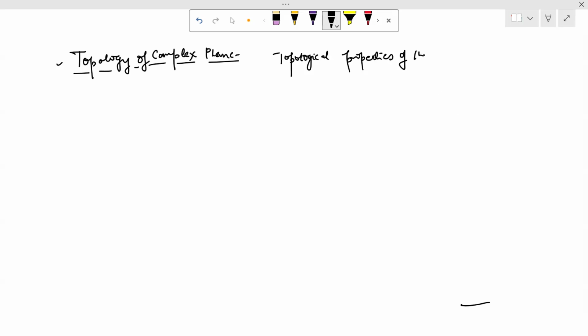Let us first define something called the metric space. I'm not going into detail about metric space, but at least with regard to the definition, you should be acquainted, because I'm going to use this terminology time and again. So let us first discuss what is a metric. As the word indicates, metric means distance.